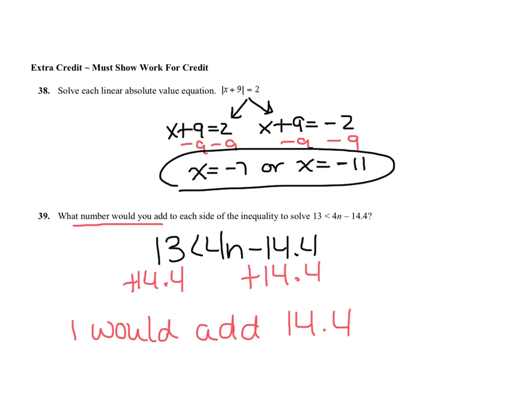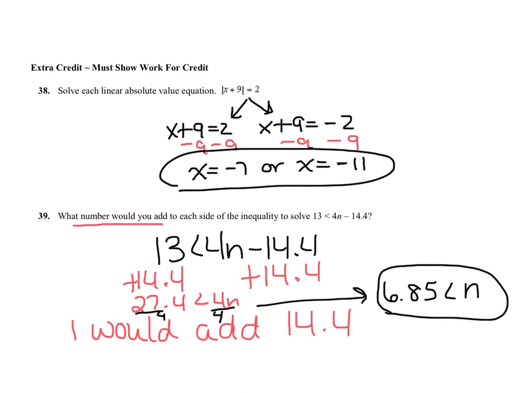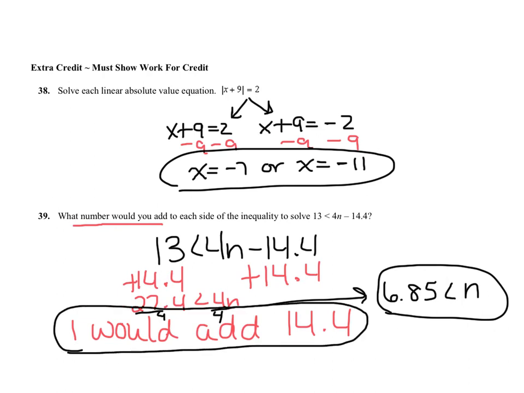If you went on even further and ended up solving it, right here we would get 27.4 is less than 4n. And then some people divided by 4, and they got the answer 6.85 is less than n. I gave a bonus point if you got down to there for going above and beyond and solving it. So you got a bonus point for having this answer, and a bonus point for that one.